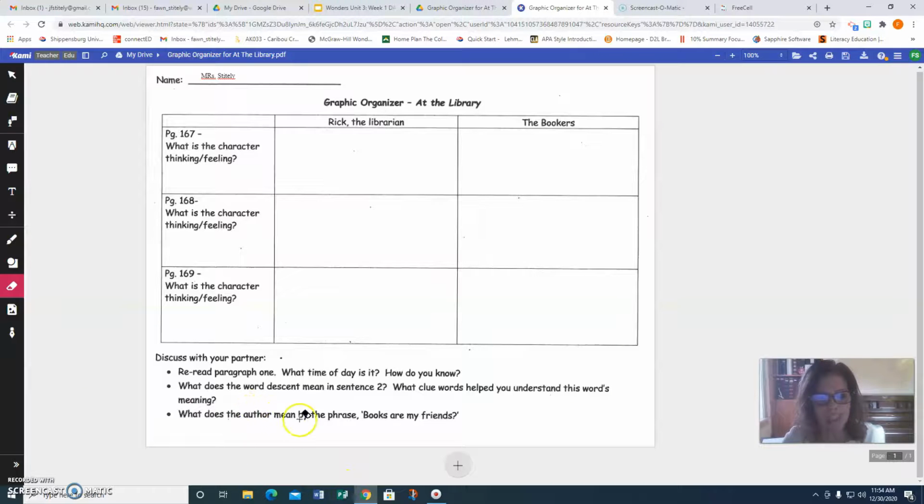What does the word descent mean in sentence 2 in that same paragraph? And what clue words help you understand this word's meaning? We're going to be talking about context clues this week. So what context clues are going to help you to understand what that word descent means? And last, what does the author mean by the phrase, books are my friends? That's figurative language, which is often used in fantasies. So I want you to take a look at those. So remember that you're going to have to use the menu to turn this on its side, use the text box to do your writing, and the drawing tool if you need that.